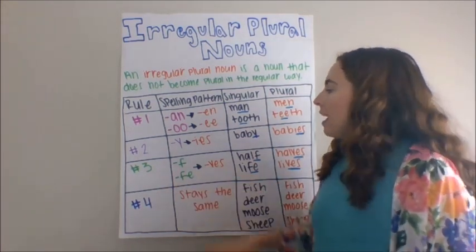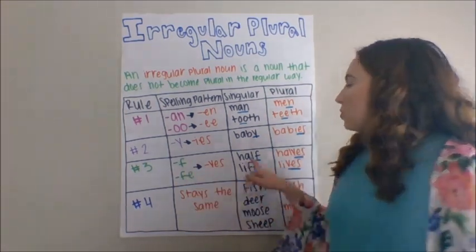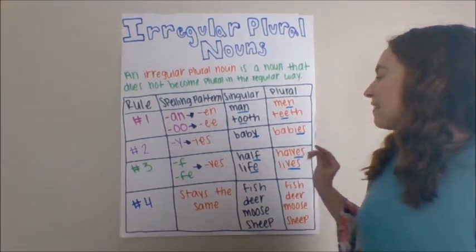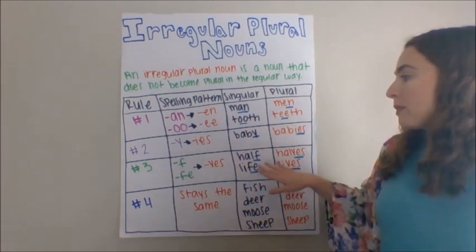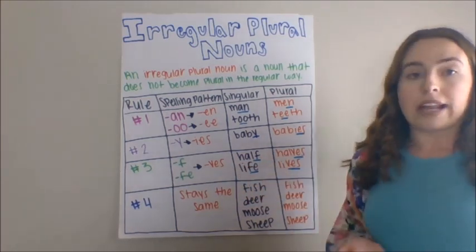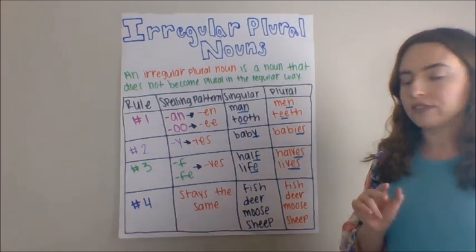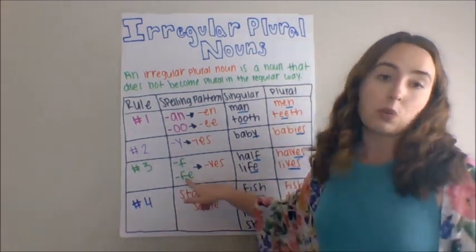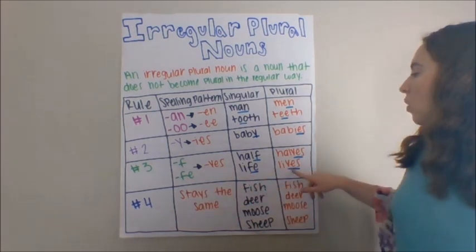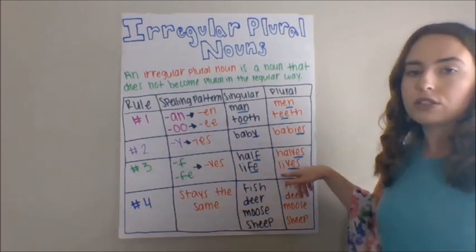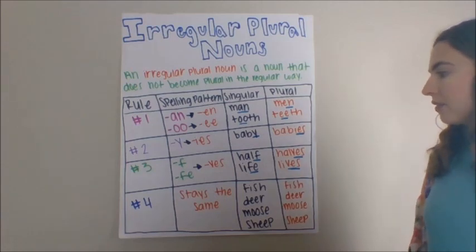The next rule is if a word ends in F or FE, you will drop the F and add VES. So an example of a word that ends in F would be half. So 1 half, or more than 1 half would be 2 halves. And then words that end in FE, such as life, or 1 life, or you have multiple lives. So that would be the plural of life.